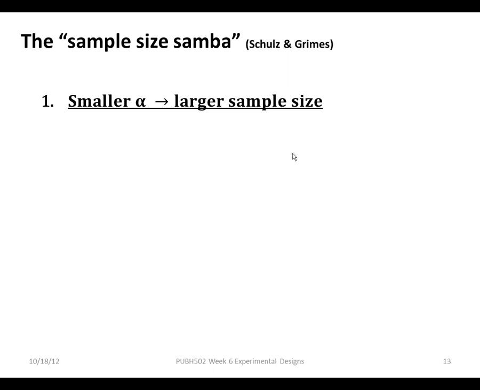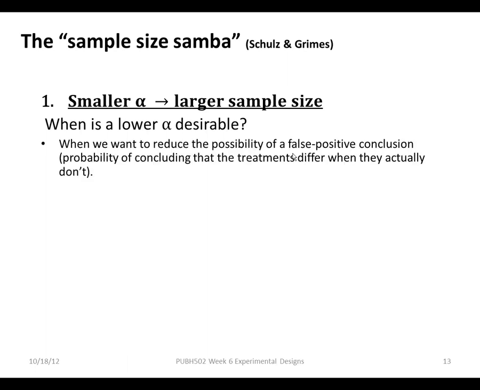So one thing to think about is as your alpha goes down, you're going to end up with a larger sample size. So do you need a lower alpha? When would that be desirable? Of course, that's the idea of the false positive conclusion. If we really want to reduce that possibility, we don't want there to be any chance or a very, very small chance of concluding that the treatments are different when they actually are not different, then we might want to try an alpha, say, of 0.01.